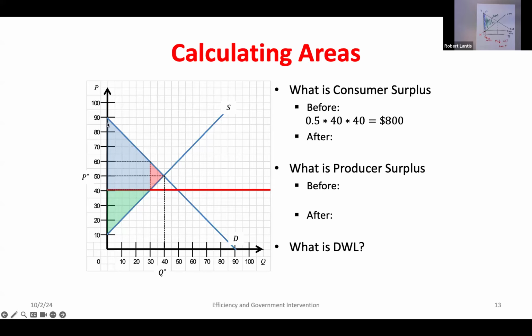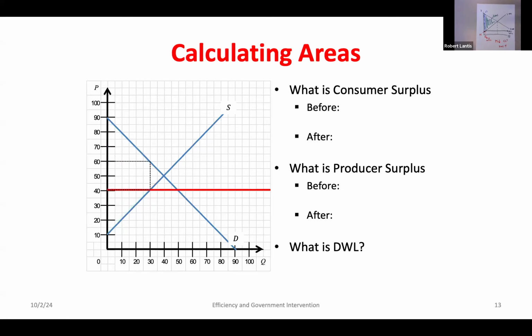We now have a little bit more work to do because we have the area of a triangle and the area of a rectangle. So the area of this triangle is going to be what? 30 times 30 times a half. And then add to that, we've got a rectangle, so length times width, right? So 20 times 30, right? And we would just add those two together. So we can see here, here's a situation where this price ceiling actually increased consumer surplus.